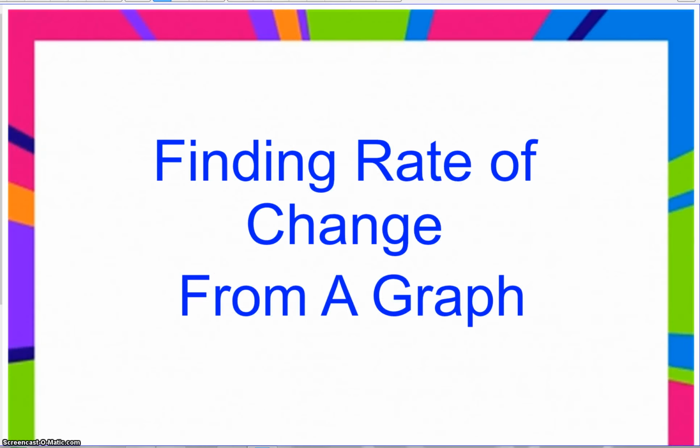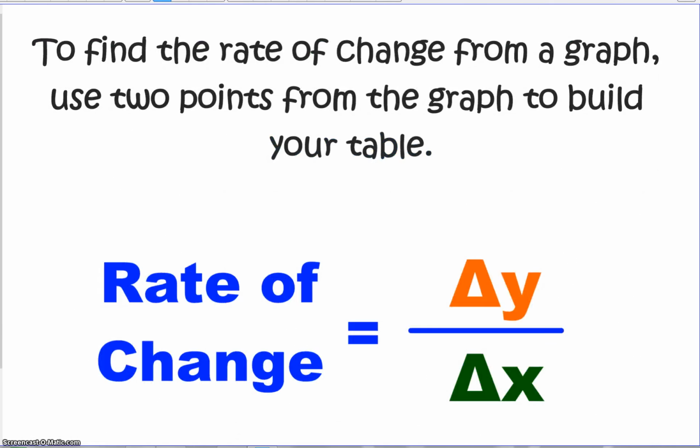Here's another little bit of a review. Finding rate of change from a graph. We talked about this on Friday. And what did we say? We said that in order to find the rate of change from a graph, we needed to build a table. So, to find the rate of change from a graph, use 2 points from the graph to build your table. That is just a review of what we talked about on Friday. So make sure you write that sentence, and you also write the equation in the spot on your foldable.